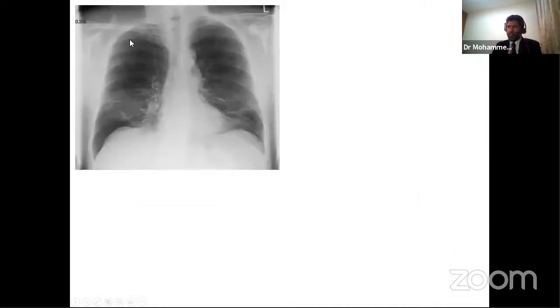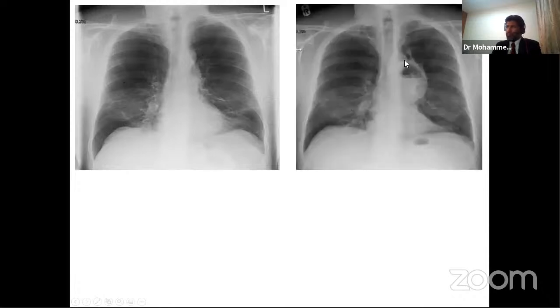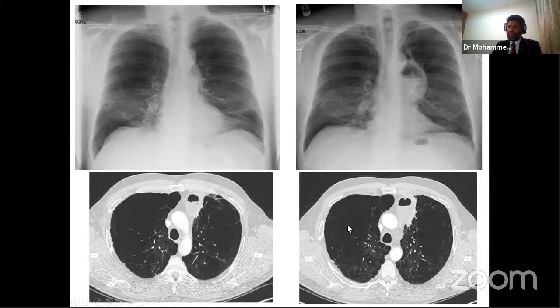And this is another example of paucity of lung markings here. We can see an area of abnormality here at the hilar with a fluid level. This, in fact, turned out to be an infected cavitating bulla in somebody with severe emphysema.